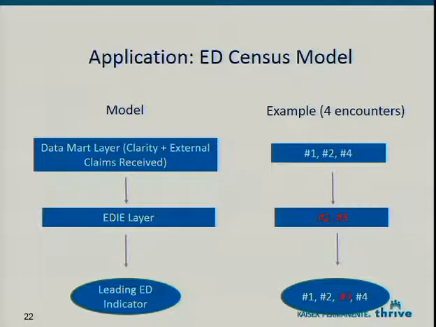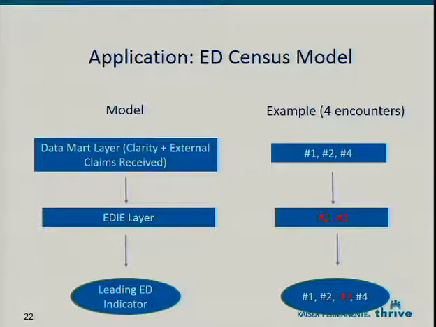So to walk through what that looks like, let's say you have four encounters. We found encounters 1, 2, and 4 in our existing data mart layer, meaning they were in a Kaiser hospital or we had a feed. And then we found encounters 2 and 3 in EDIE as well. So we take encounters 1, 2, and 4 from our primary source, which is our Epic environment or our ADT feeds, and then we use EDIE as our supplemental source, so we captured one additional encounter.